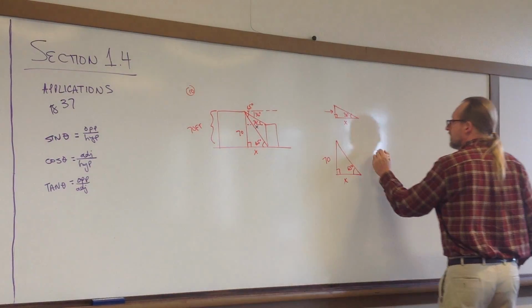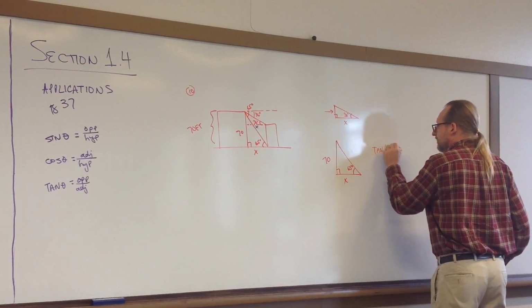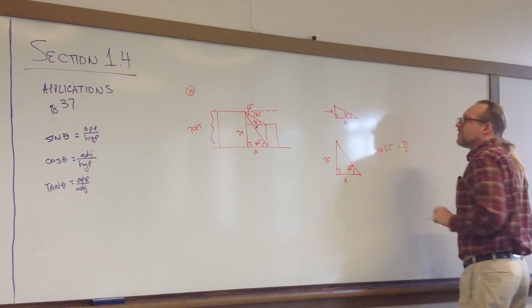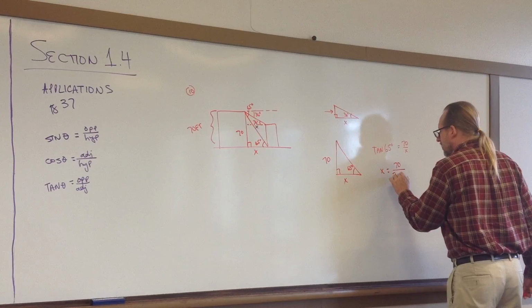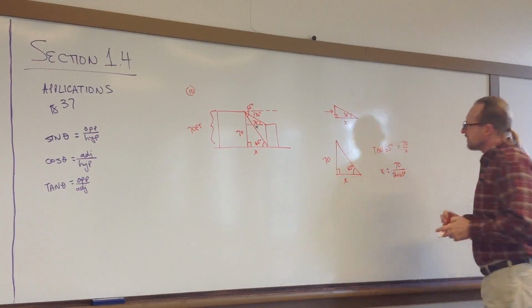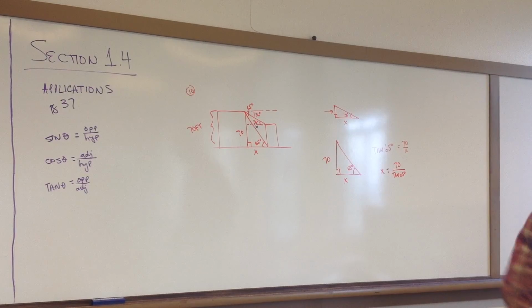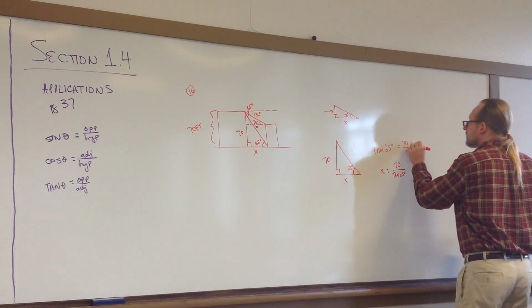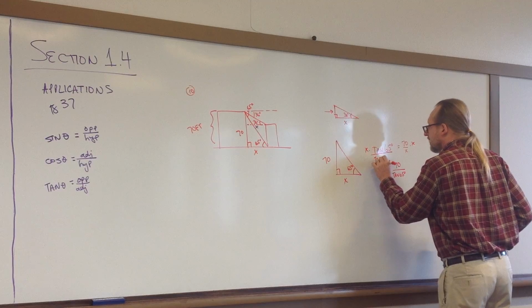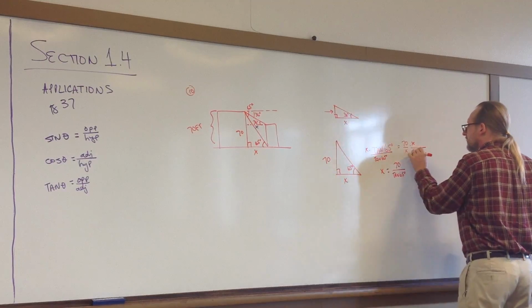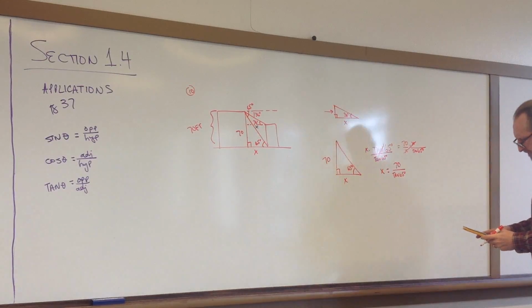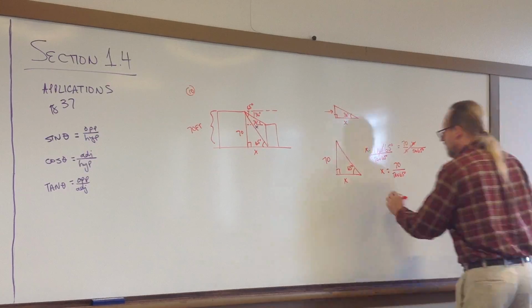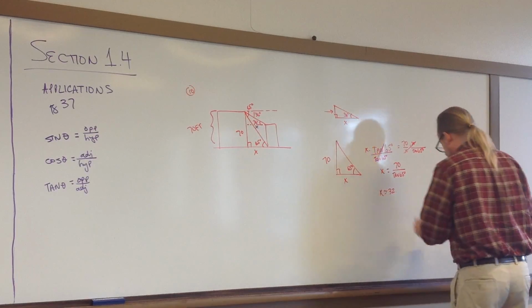What do we have here? Tangent 65 degrees is 70 over x. So x is going to be 70 over the tangent of 65 degrees. And again, that comes from multiplying on both sides by x and dividing on both sides by the tangent of 65 degrees. Okay, so 70 divided by tangent of 65. x is going to be about 32.